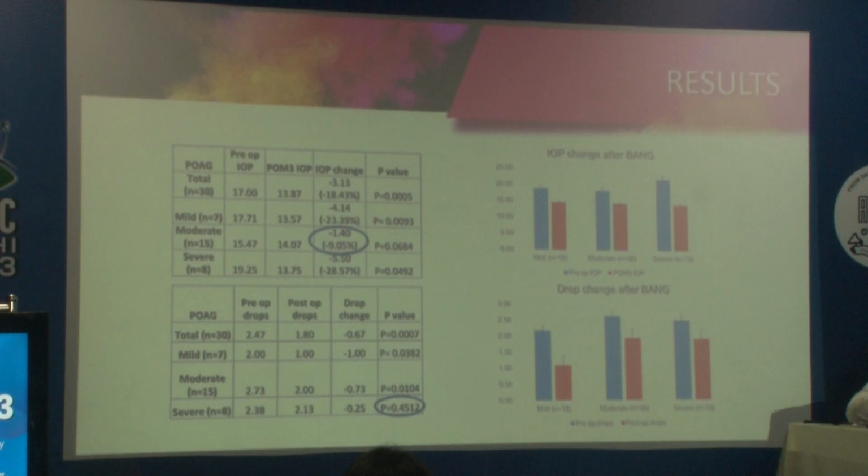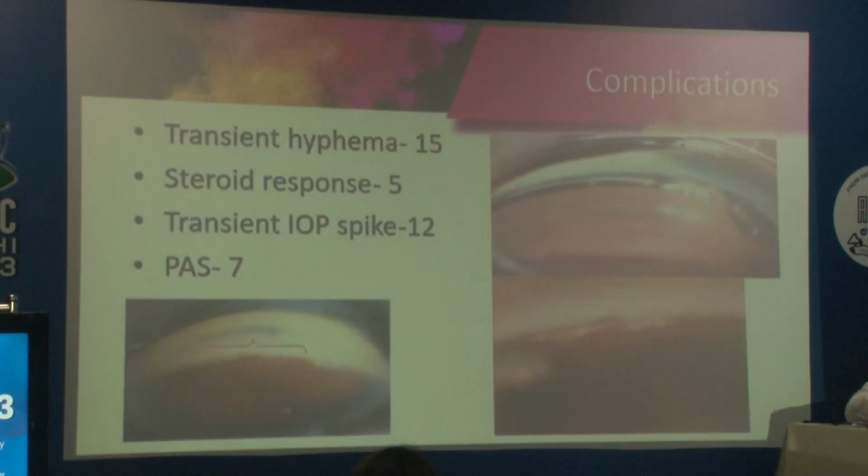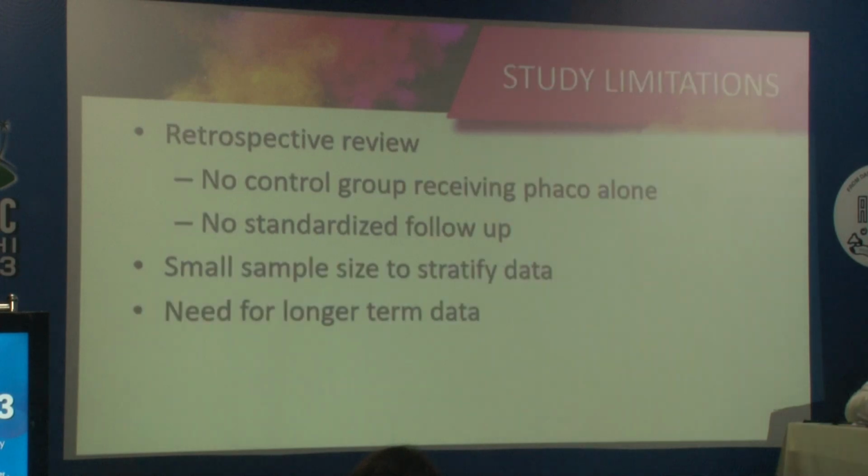9.05%. And as far as the AGM reduction was concerned, mild and moderate patients did well. They had a significant drop in the number of AGMs post-operatively, whereas the severe category did not do well. The AGM reduction was only down by 0.25. We did have complications, however, most of them were managed conservatively. There were transient hyphemas, steroid responders, transient IOP spikes, and also cases of peripheral anterior synechiae at the end of 3 months.